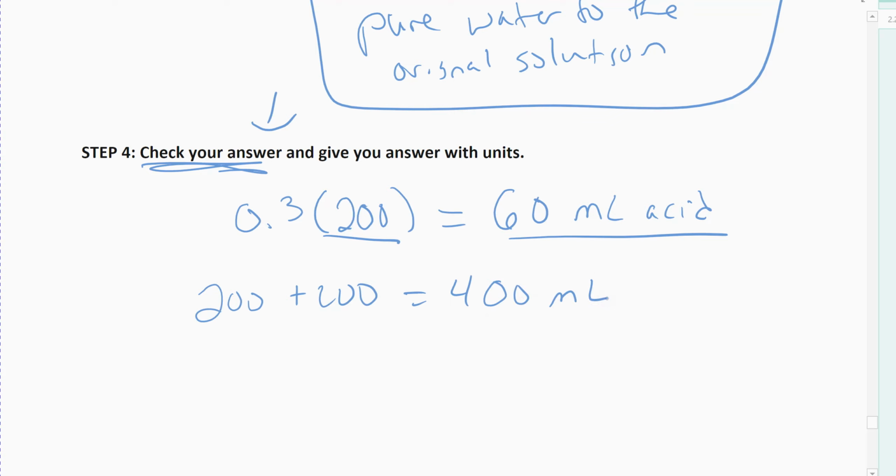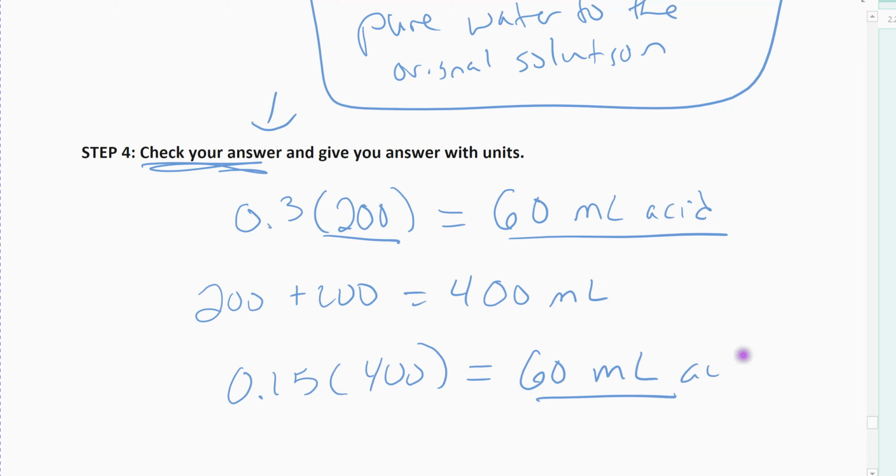And so that 400, if I take 15% of 400, it should come out to the same amount of acid. So I take my 0.15, multiply it by my 400, and it also comes out to 60 milliliters of acid. I have the same amount of acid, I just have a lot more water in the second one. The first one had 140 milliliters of water. This one has 240 milliliters of water, which is why it's diluted in that case. And so there's a mixture example.